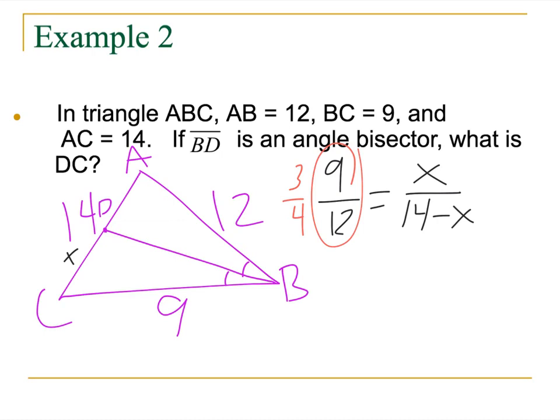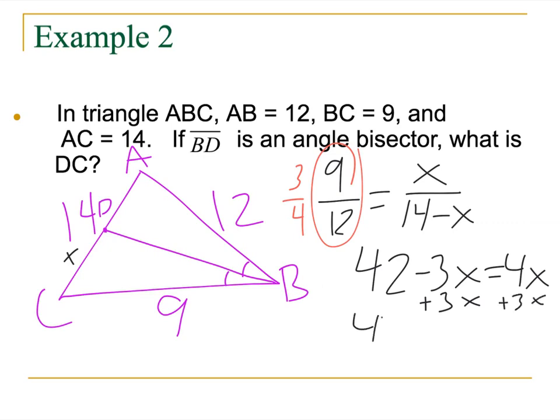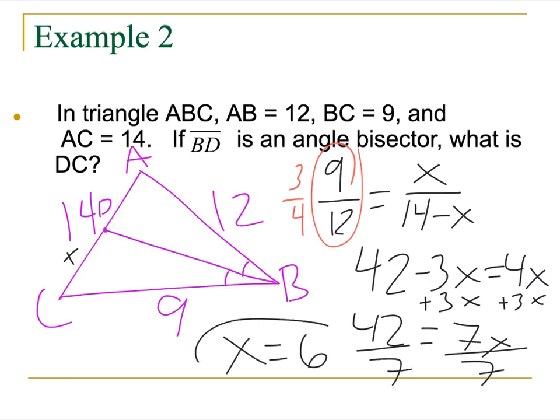I can cross multiply the 14 minus X. That would give me 14 times 3, which is 42, minus 3X is equal to 4 times X, which is 4X. I would add the 3X. 42 equals 7X. Divide by 7. I know that X is 6. That was pretty cool. And I set X as DC, so that is indeed my final answer.